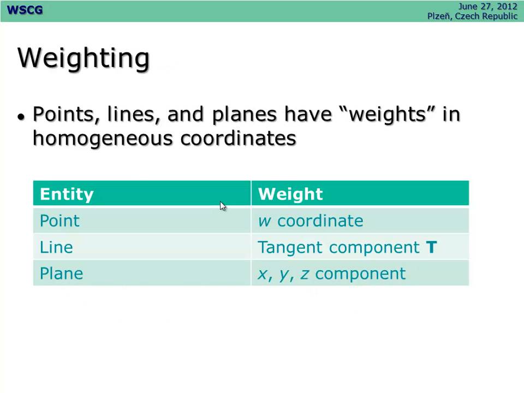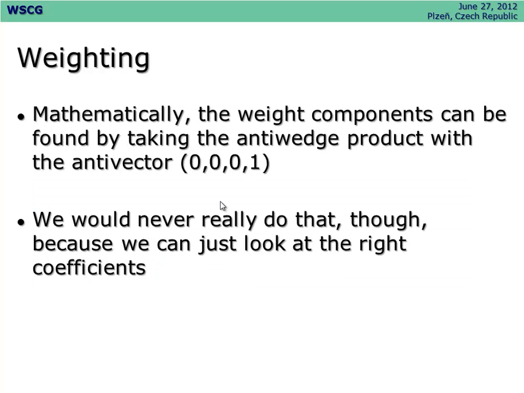Okay, so we've got these three types of objects in four dimensions. They all have weights. We can define weights for all of these. For a point, it's just the W coordinate, and we want our weights to be 1. For a line, it's the magnitude of the tangent component, t. So if we were to normalize the tangent component and then divide the moment bivector by the same quantity that we used to normalize the tangent, then we come up with a normalized line. And for planes, we want to normalize the x, y, and z components because that represents the normal direction to the plane. And mathematically speaking, if you don't remember these, you can determine which components need to be normalized, which represent the weight, by taking the anti-wedge product with the anti-vector 0001. But we would never actually do this because all it does is pick off certain components of the entity that we're working with.